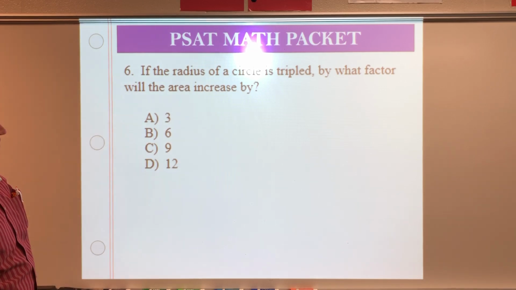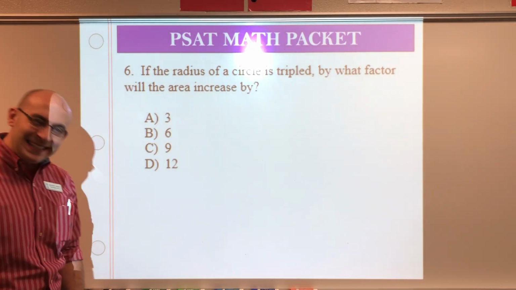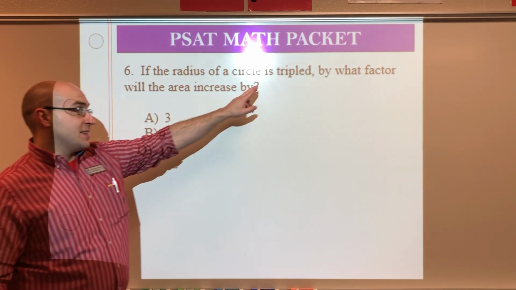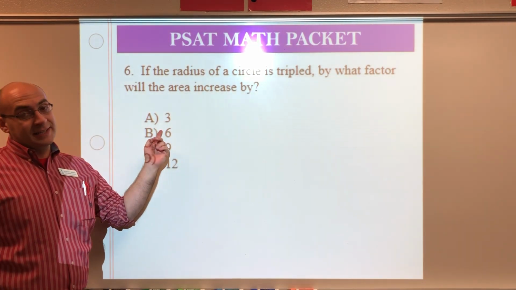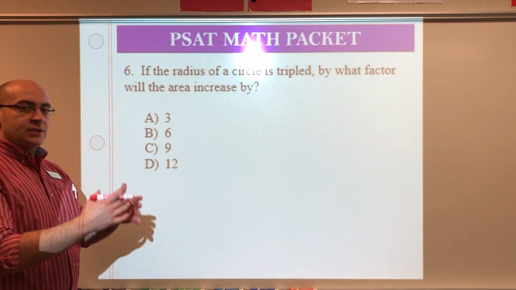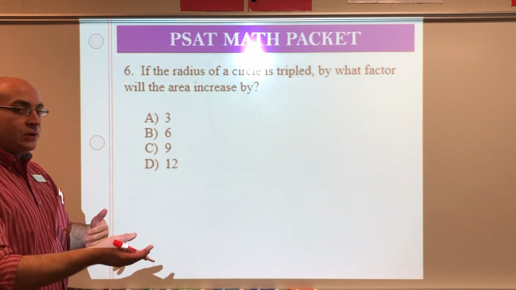Question 6: if the radius of a circle is tripled, by what factor will the area increase? You can't just automatically assume, because it says tripled here, that the answer is 3. Clearly it's not 3, okay? So when you have problems like this, draw a picture and see if you can identify a couple things that will give you an answer.